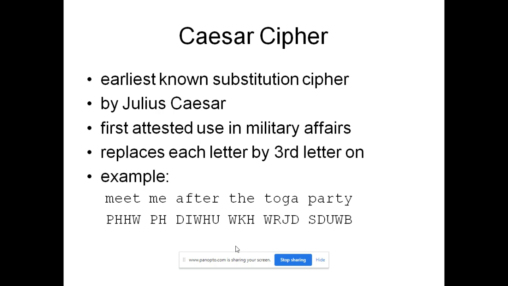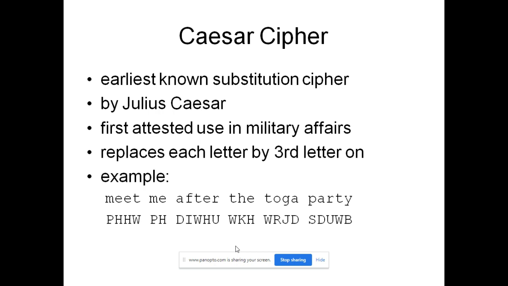For example, imagine you have a plain text, meet me after the toga party. Here instead of M, the letter P will be replaced. The third letter from M is nothing but M, N, O, P. P is the third letter from M. Similarly for E, what is the third letter from E? E, F, G, H, isn't it? So for E, we will be substituting H.